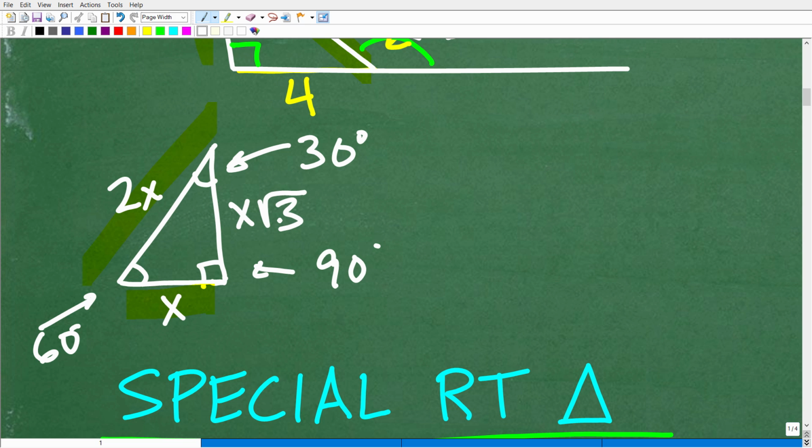Okay, so this is the property of a 30, 60, and 90 special right triangle, and I'm not going to go through and prove this again like I just did with the 45, 45, but this is something you absolutely need to know. So what we're looking at here is we have the short side, and then the hypotenuse is double the short side.